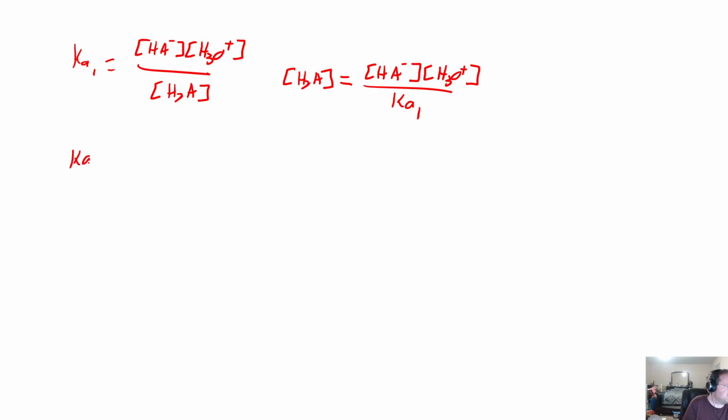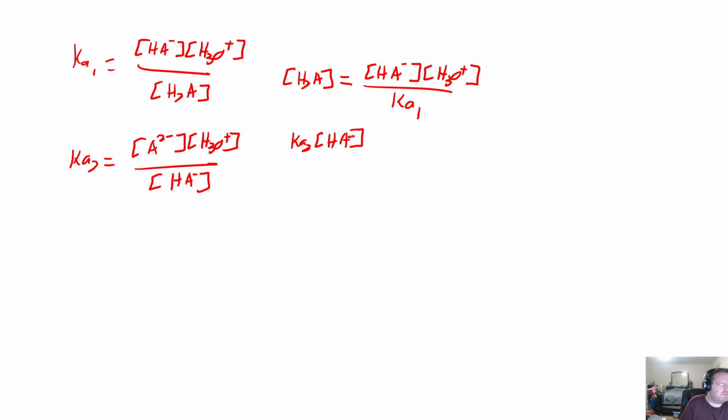Then I also do some rearrangements of Ka2. Ka2, if we go back to our equations, is A2 minus times H3O plus divided by HA minus. And this rearrangement is going to look a bit different. I want to get A2 minus by itself, so I'm going to move everything else over. So I have Ka2 times HA minus, sorry, the minus disappeared in my bracket, divided by H3O plus is equal to A2 minus as a species. So now I have an equation for A2 minus and H2A.